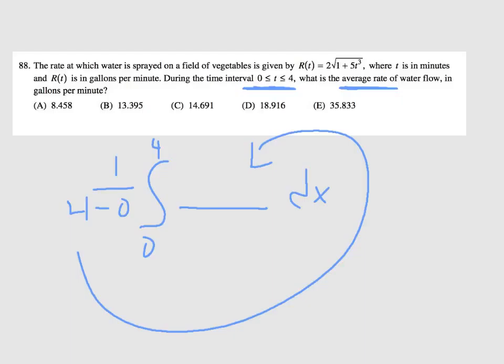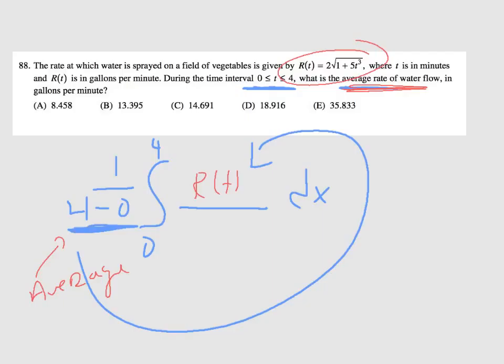Well, 0 to 4, this gives us our average, so this will signify average. Well, average what? Average rate of water flow. So we would put this right here. Why do we put R of t there? Because that's the rate of water flow. So rate of water flow, average. And the average comes from the full integral and dividing by the limits there.